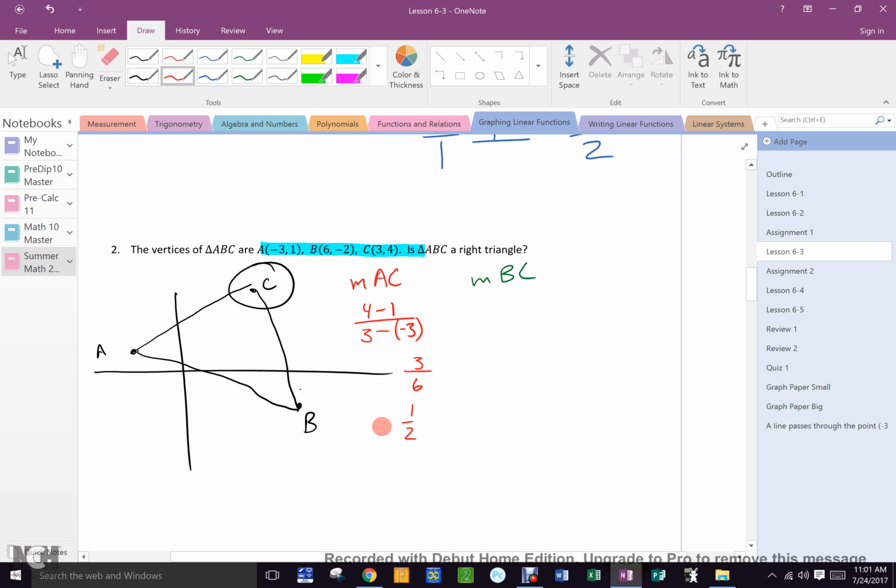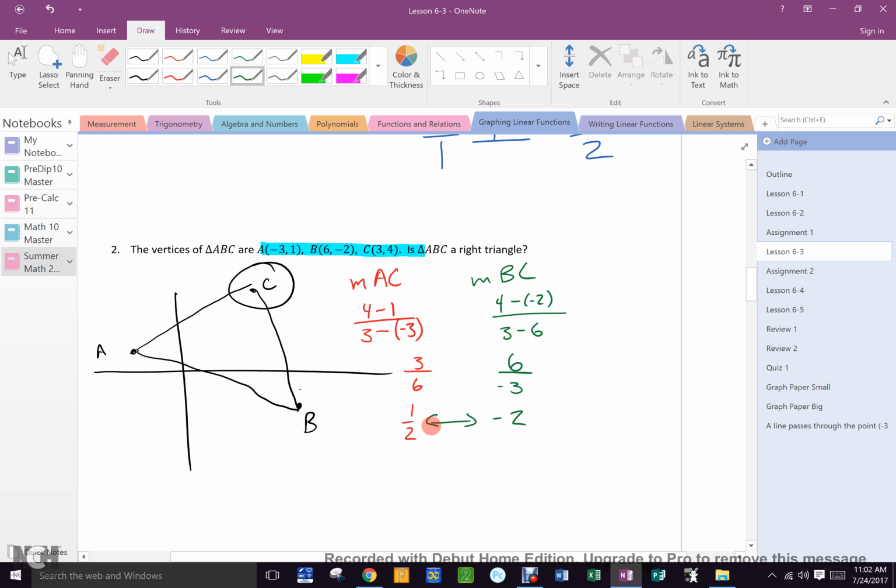Are you good now? Yes? Okay. So I have to check and see if this is -2 over 1. So I got to check. What do I do? Now I'm working with B and C. So it's 4 minus -2. Does everybody understand what I did there? Great. Over what? 3 minus 6. What's 4 minus -2? 6. What's 3 minus 6? -3. What's 6 divided by -3? -2, right? Which is 2 over 1, yeah?